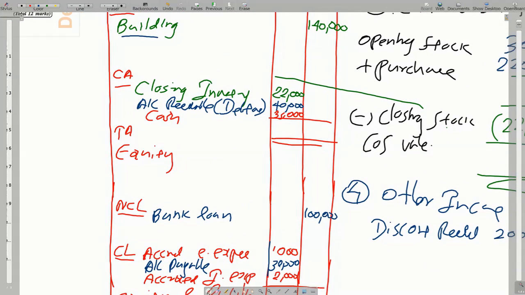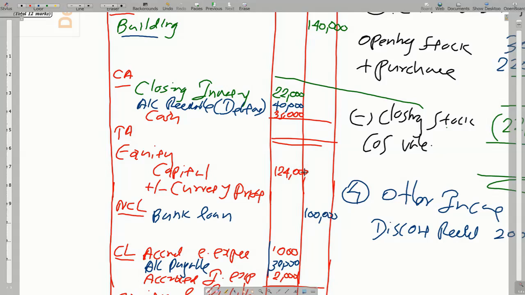Here you can see under the equity there are two items. The first item is capital, the other item is plus or minus current year profit. Capital amount is 124,000, therefore we can enter 124,000. So now our sum is finished.